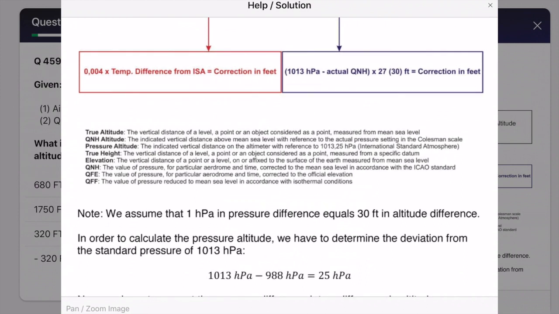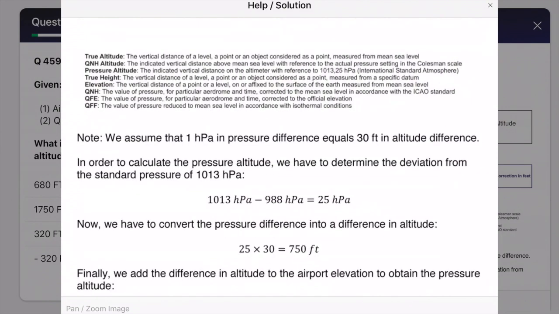So let's go directly to the calculation itself, and as you might know already, that 1 hectopascal either equals 27 feet or 30 feet. For this example, we assume that 1 hectopascal equals 30 feet in altitude difference.